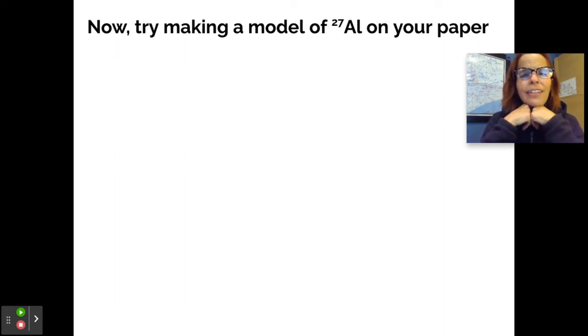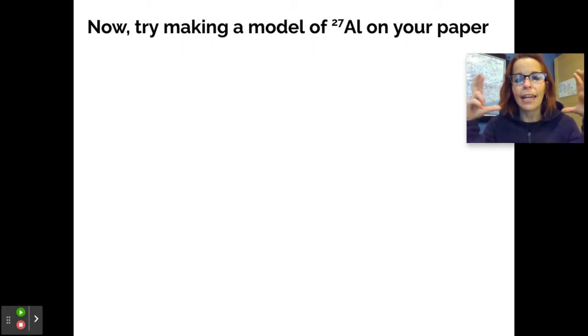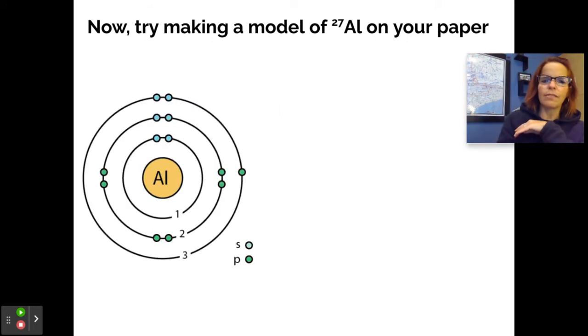All right, so how many electrons are you going to add? Well, it's the number of protons and electrons that are the same. So you need to add 13 electrons to the outside. So remember, 2 can go in the first ring, 8 can go in the next ring, and then you go into the next ring after that. So what does aluminum look like?